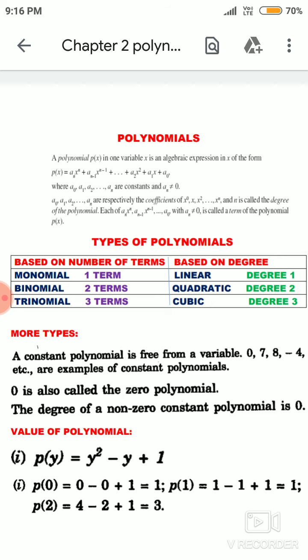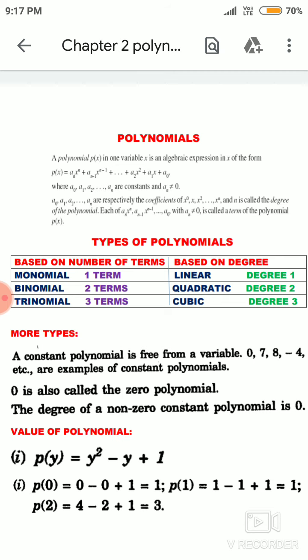Two more types of polynomial we have. One of them is called the constant polynomial, whose degree is 0, which means it does not contain any variable. For example, all the numbers you can see written, that is 0, 7, 8, -4, etc. These are examples of the constant polynomial. The next type of polynomial is the zero polynomial. Zero itself is called the zero polynomial. The degree of a zero polynomial is not defined, but the degree of a constant polynomial is 0.